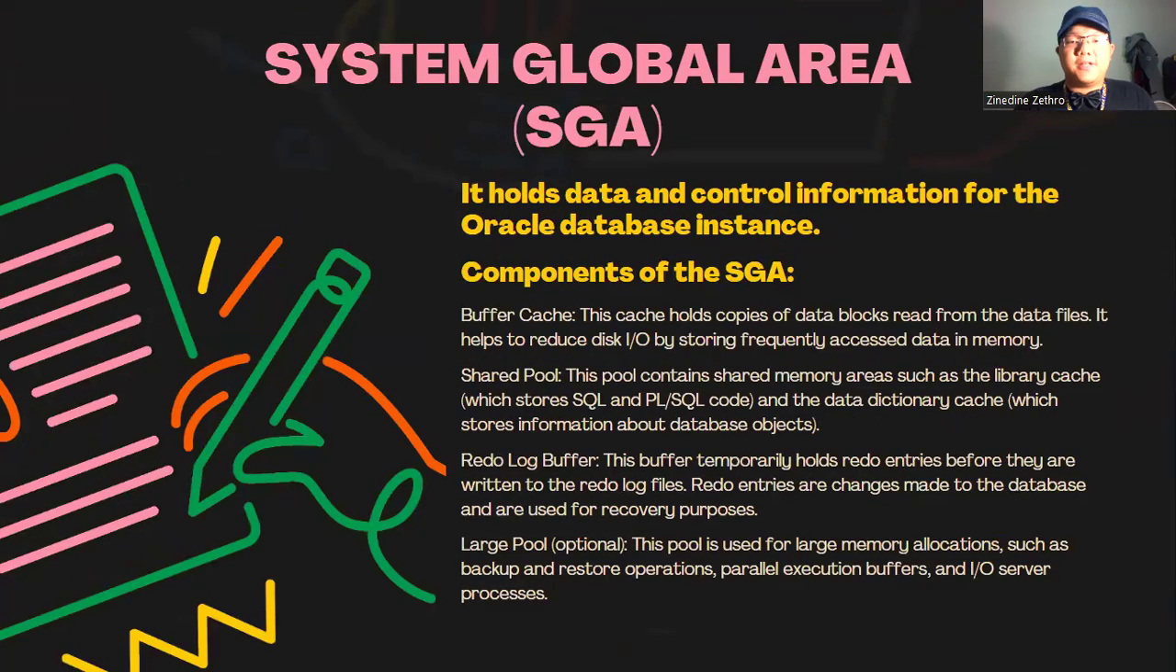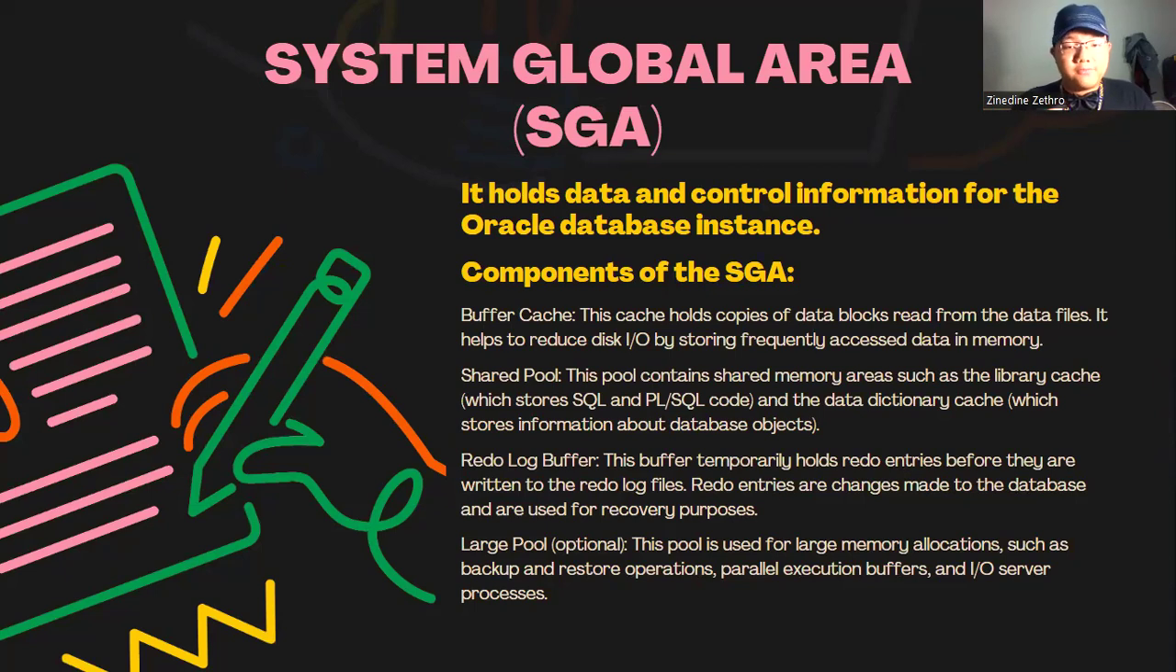First, let's start with the System Global Area, or SGA. So SGA has a main duty of holding the data and control information for the Oracle database instance. And it usually is divided into 4 components, with one of them being quite optional. The first one is the buffer cache. The buffer cache holds copies of data blocks read from the data files. It helps to reduce disk input and output by keeping frequently accessed data in memory. And then we've got the shared pool, which contains shared memory areas such as the library cache, which stores the SQL and PL/SQL code, and the data dictionary cache, which stores information about the database objects itself.